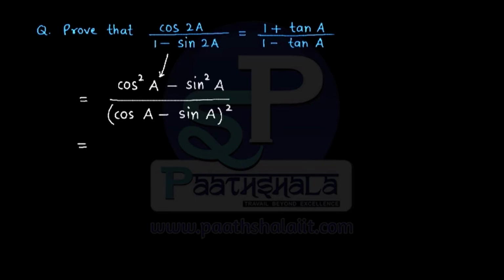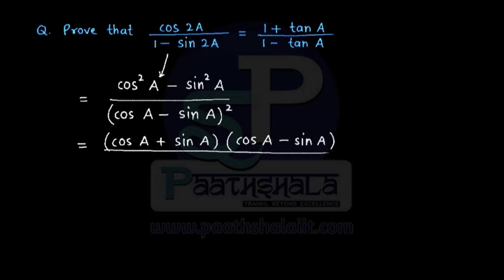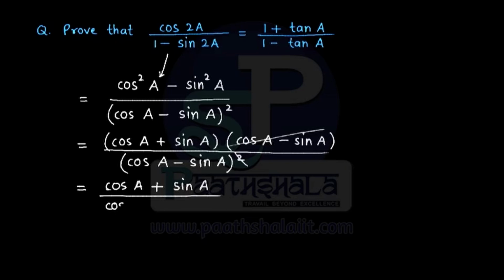Now if you observe, the numerator can be factorized as cos a plus sin a into cos a minus sin a. It's like a square minus b square is a plus b into a minus b, whole divided by cos a minus sin a the whole square. So if you see, one factor of cos a minus sin a gets cancelled, and what remains is cos a plus sin a upon cos a minus sin a.